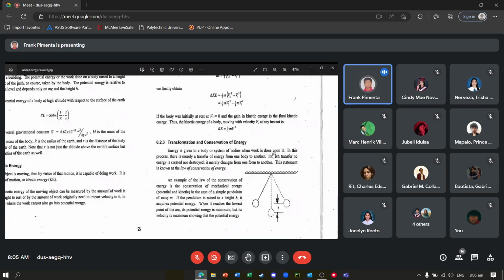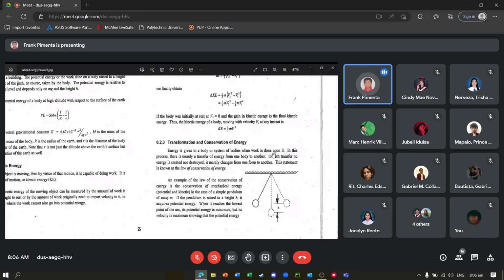So, ganyan na naman siya roon. Maximum potential energy, kinetic energy zero. Converted to maximum kinetic energy here, potential energy zero. So that is the conservation and transformation of energy. From maximum potential energy to maximum kinetic energy to maximum potential energy, and so on.